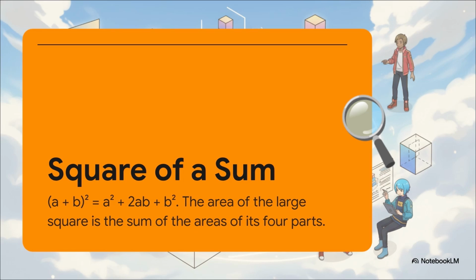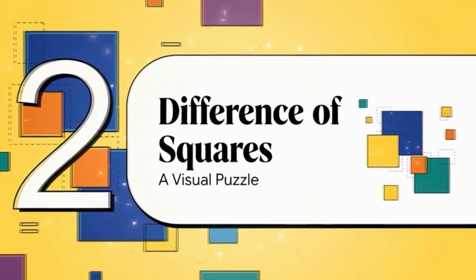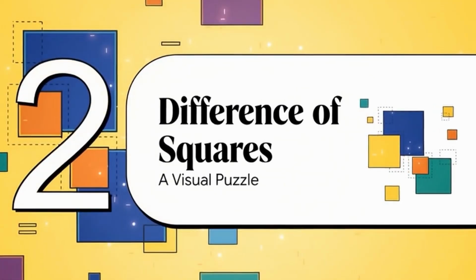And just like that, there's the formula. (a plus b) squared equals a squared plus 2ab plus b squared. The picture tells the whole story. No memorizing needed. All right, that was addition. Pretty cool, right? Now let's see if we can do the same thing with subtraction.